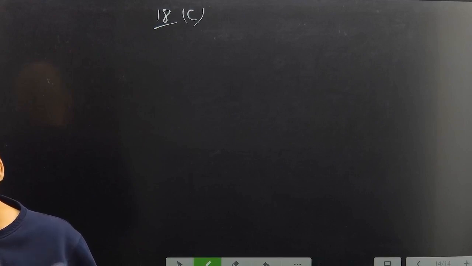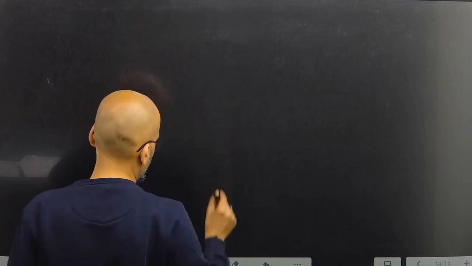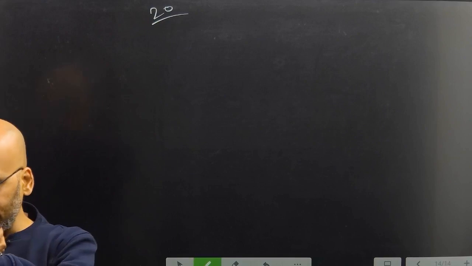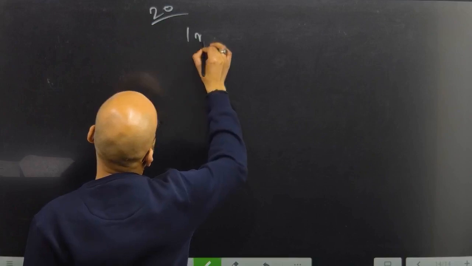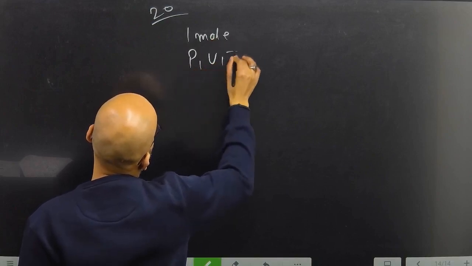Okay, fine. Next question. It's 20. It is saying an inflated rubber balloon contains 1 mole of an ideal gas. It has a pressure P, volume V, and temperature T. So 1 mole of ideal gas, pressure P, volume V, temperature T.